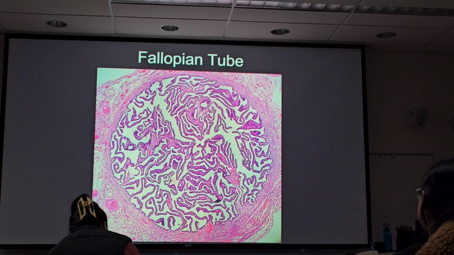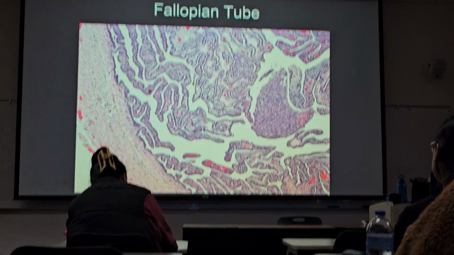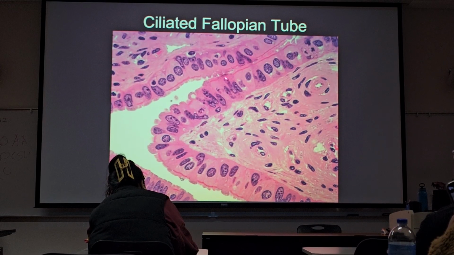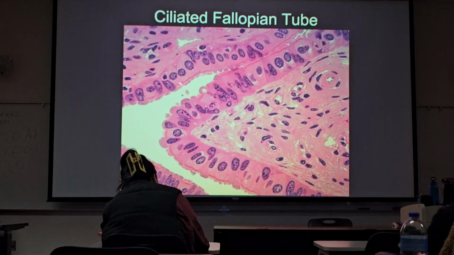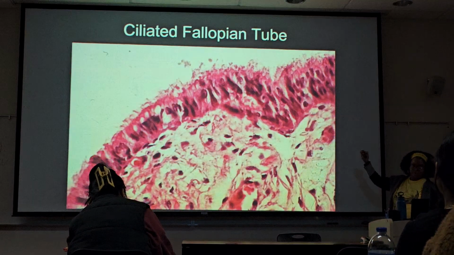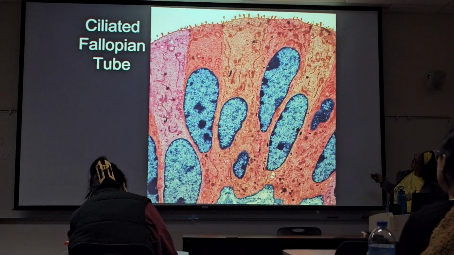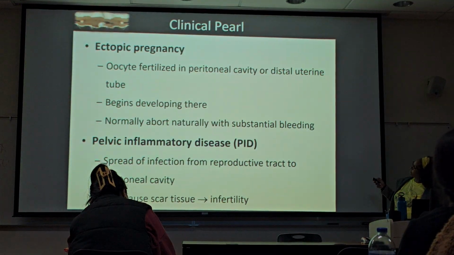Here's the movement of the fallopian tube. Busy in there. Fallopian tube, histologically. The ciliated part of the fallopian tube, where we have the cilia that are waving those eggs along. We are ciliated fallopian tube.